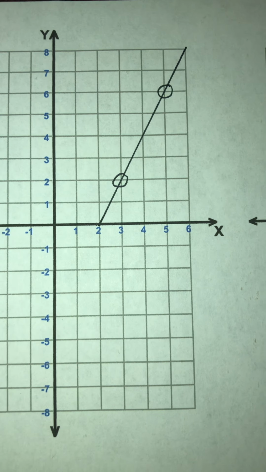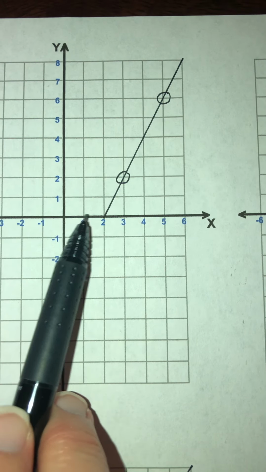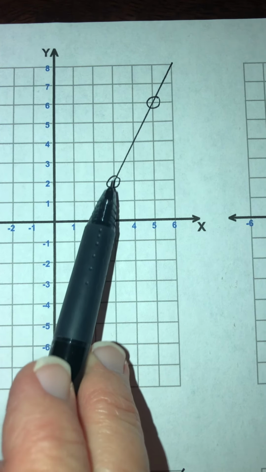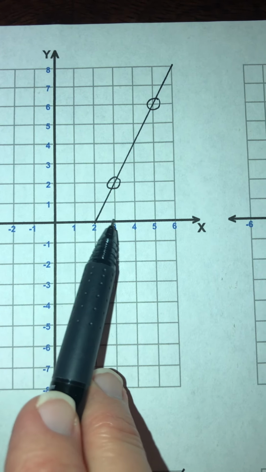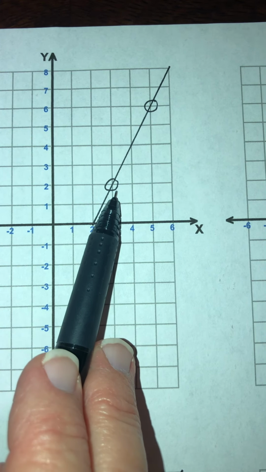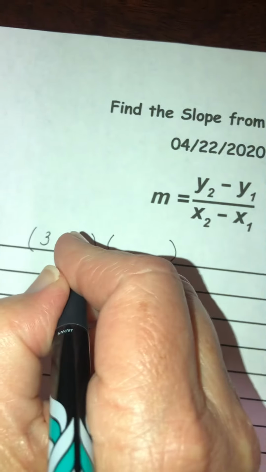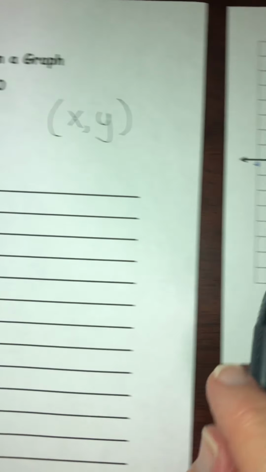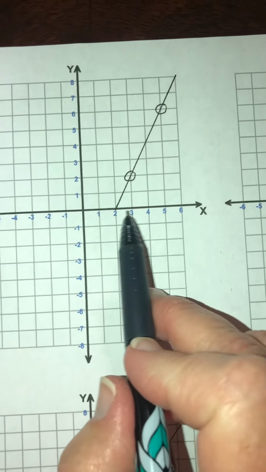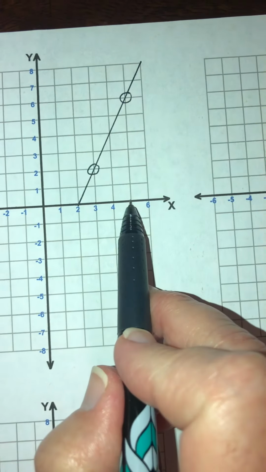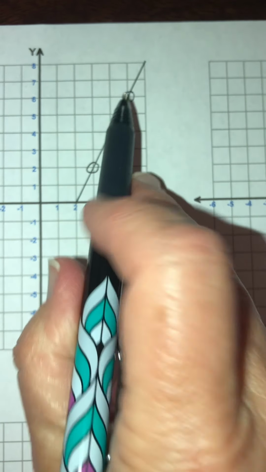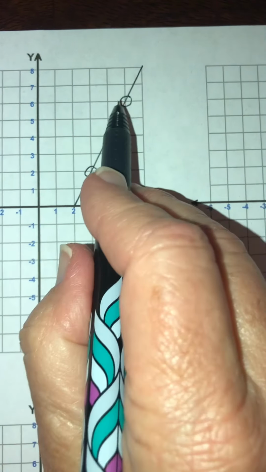So the first point is going to be 3, 2. Remember, x is first and then y. So 1, 2, 3, up 2. So I come over here and I write 3, 2. Then I go back to the graph and I look at the other point, and it is right 5, and up 1, 2, 3, 4, 5, 6. So it's going to be 5, 6.